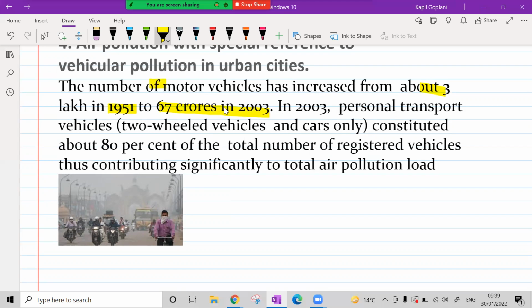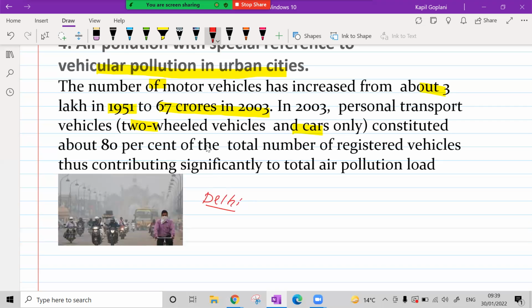So if only personal vehicles are considered, that is two-wheelers and cars, it has grown from 3 lakh to 67 crores. What will happen? Ultimately, the vehicle population in urban cities has degraded the air quality. The recent case which I heard of was Delhi. These are images of Delhi only, beta. If you have seen these images of Delhi, you can see how much air pollution there is. So that is again a cause of concern.